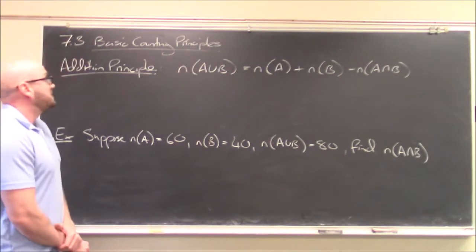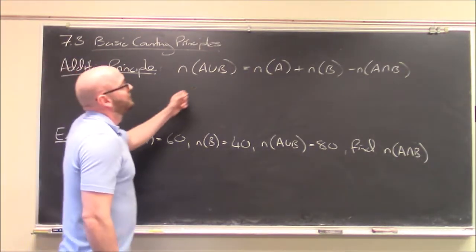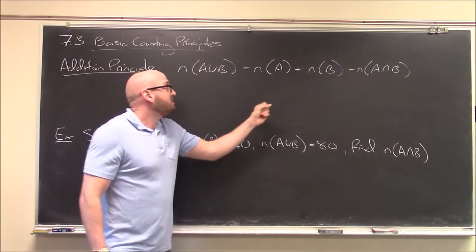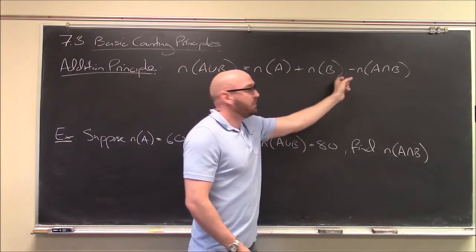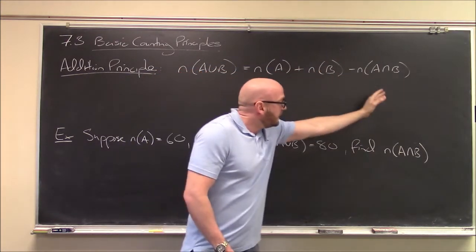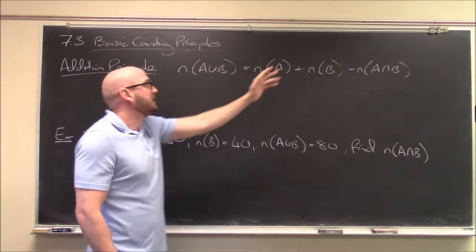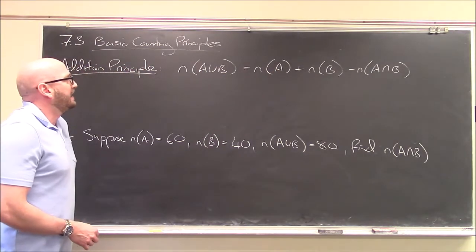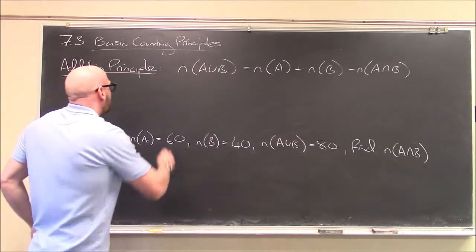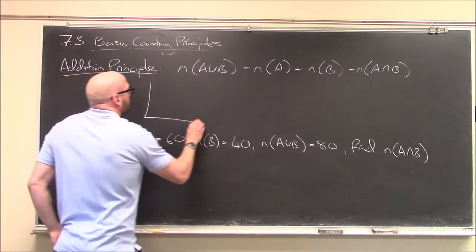So the first is the addition principle, and it says that the number of elements in the union of two sets, A union B, is the number of elements in A plus the number of elements in B minus the number of elements in their intersection. And that might not seem too intuitive until you think about what's actually happening there, right?